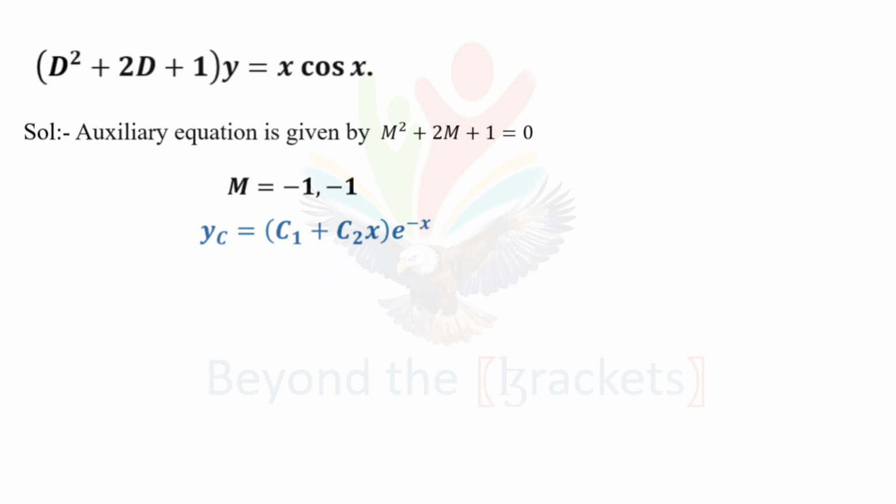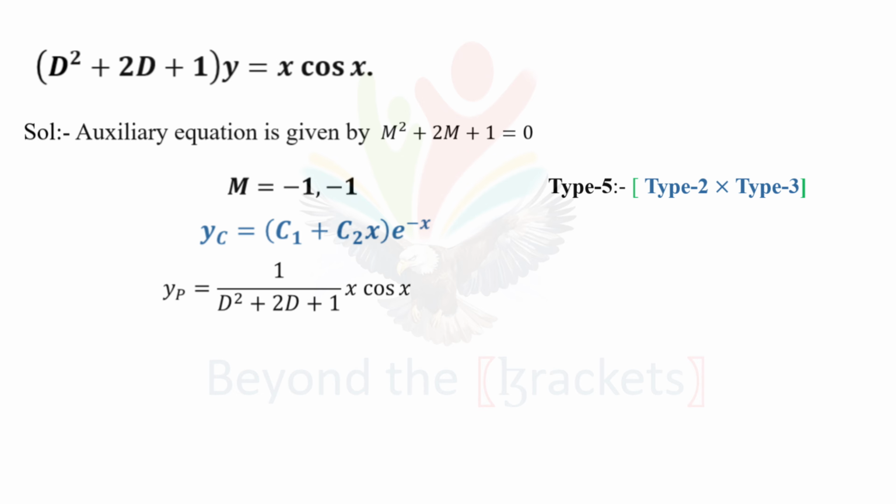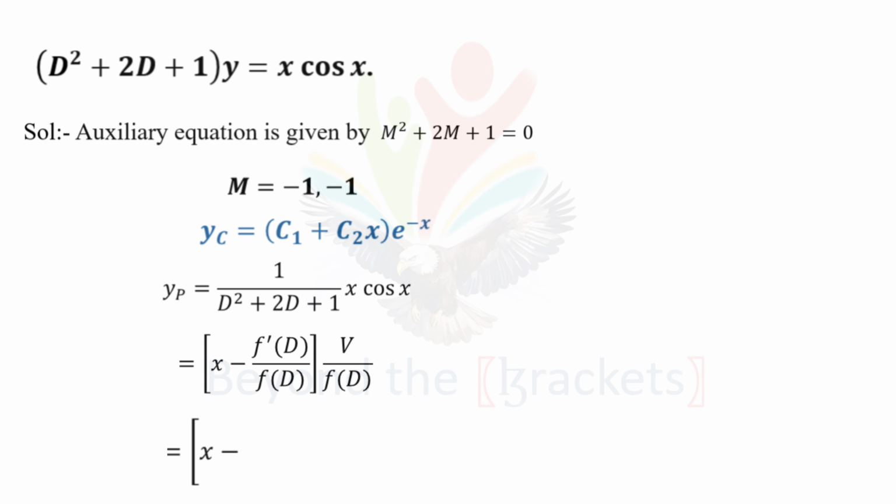To find the particular integral, take the reciprocal of the operator form multiplied by the RHS. Here RHS is x into cos x, which is the product of a type 3 function and a type 2 function. Therefore, this belongs to type 5. This is the formula we use for type 5. So, we get x minus, here f of D represents the operator form. So, f dash of D will be the differentiation of the operator form with respect to D.